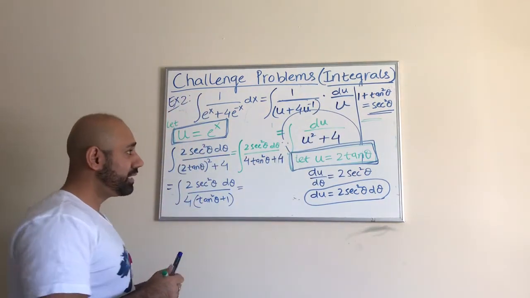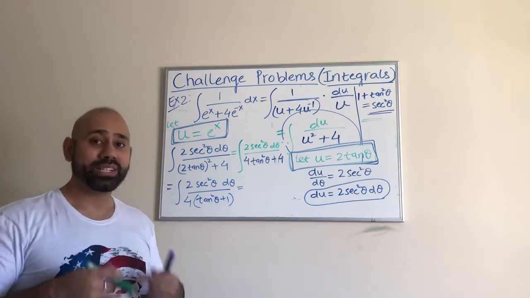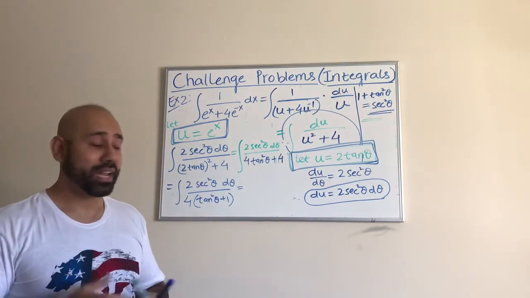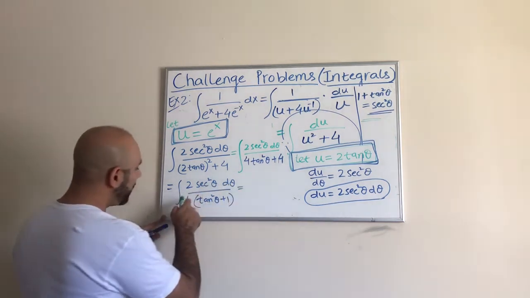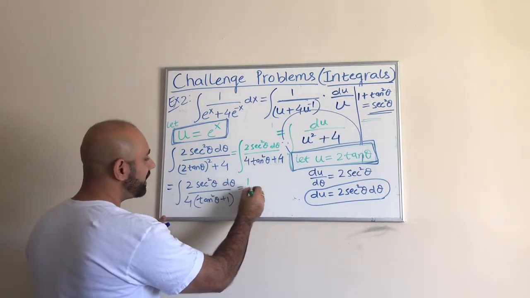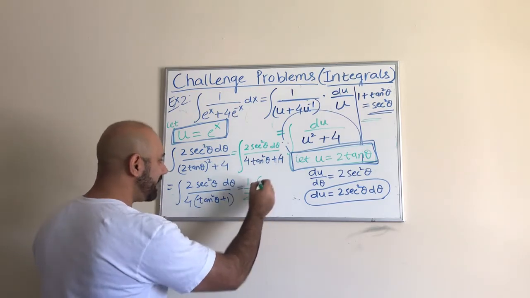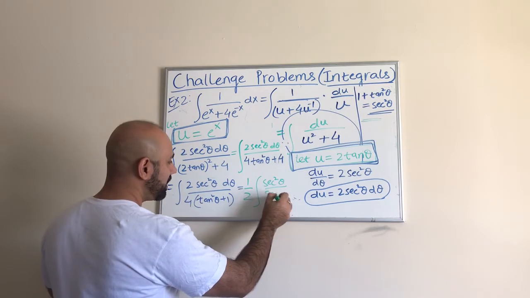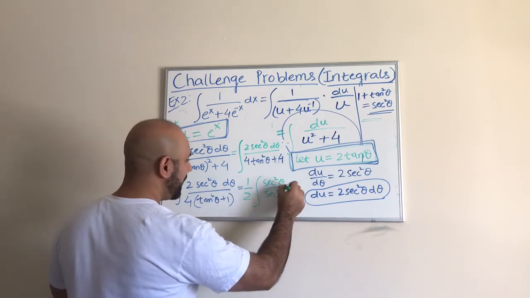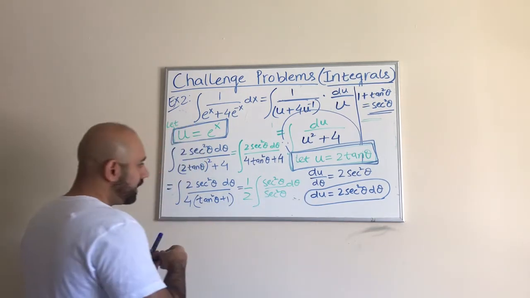Guys, this comes under the section of trig, using trig formulas or trig identities, and I like to think of this as a clever substitution technique. So guys, 2 and 4 can be simplified as 1/2. I can already take that 1/2 outside. Then I have the integral of secant square theta over secant square theta, because tan square theta plus 1 is secant square theta, and then d theta, right?